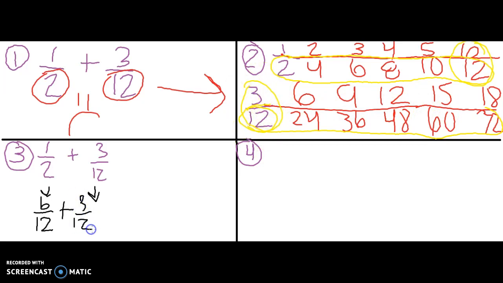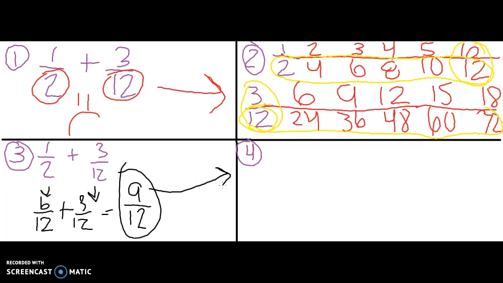Now I'm ready to add my fractions. My numerators, 6 plus 3. 6 plus 3 equals 9. And remember that my denominator just stays the same. So here I have 12, 12, and again would be 12. My answer, 9/12. So I'm not done yet. I still need to simplify.